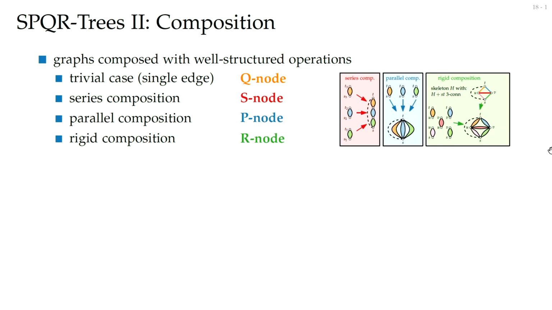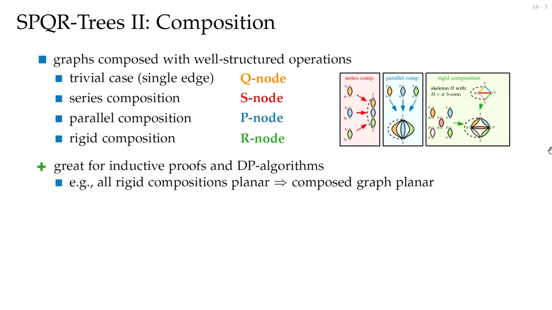So we have these different types of composition. We have single edge. We can combine them with series, parallel, or rigid. And that gives us the names S, P, and R. Like I said, Q is the edge. And this is great for inductive proofs and dynamic programming algorithms. Like I said, it's not so great for computing it. But there's also some other stuff.